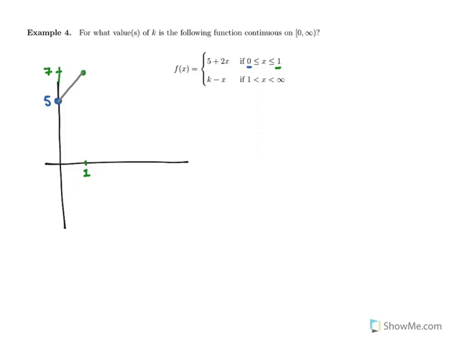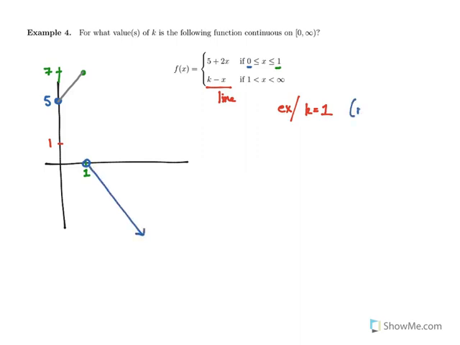The next part of our function is that we have a line here, k minus x, on the interval 1 to infinity. So we know that k minus x, let's do an example. Let's let k equal 1. If we have 1 minus x, then when we plug in 1, we'll get 1 minus 1, which is 0. This function is going to look like this.